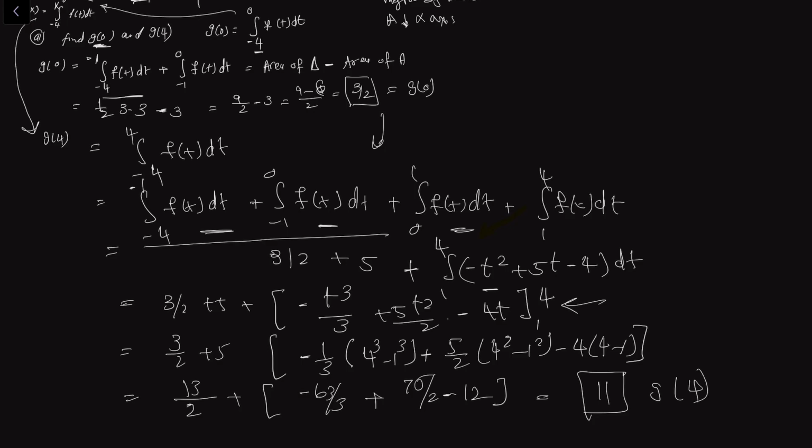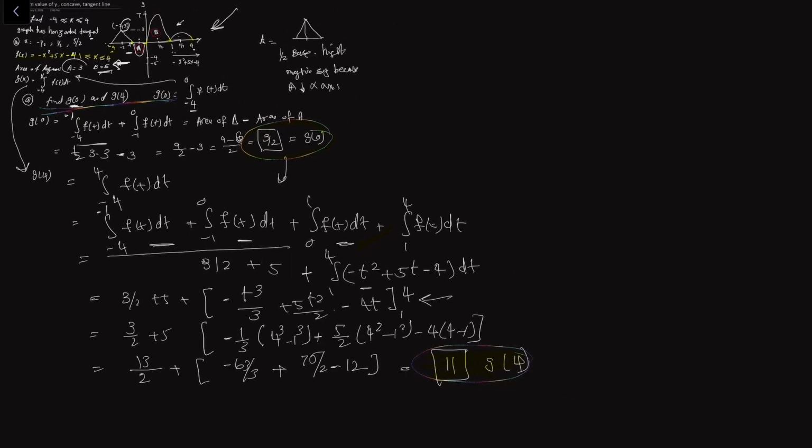So now we have the two values, g of 4 and g of 0. Okay? g of 0 and g of 4. So that is the first thing it's asking us. Okay, let's move on and see what else it wants us to do.